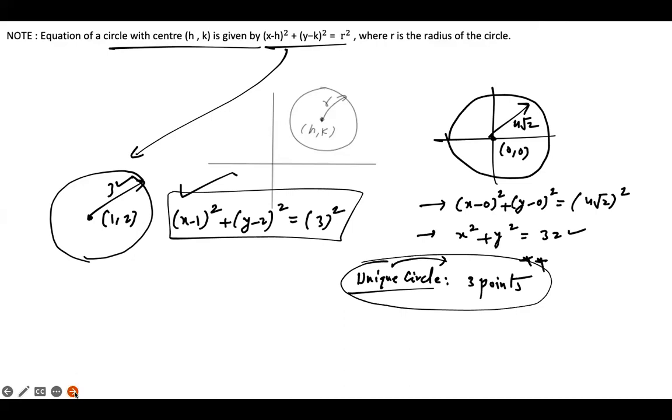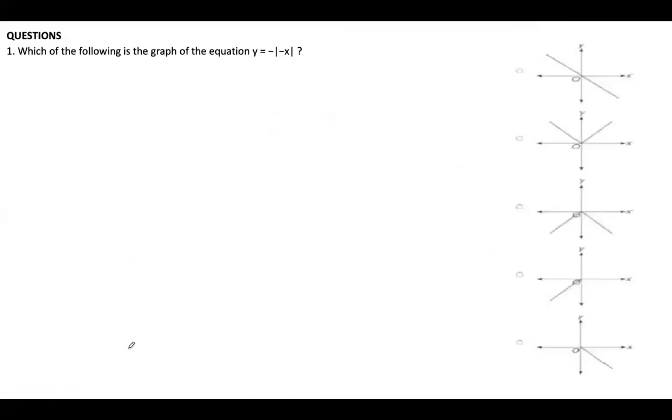Okay, going through the questions. Sanjana, help us out. Which of the following is the graph of the equation y is equal to minus of mod of minus x? We only know the graph of y is equal to mod x. So, Aman, I'm not sure of those.